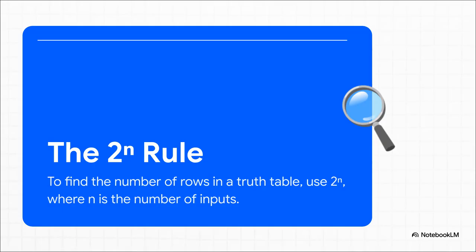Don't panic. There's a brilliant little formula for this, and you definitely want to remember this for your exam. It's the 2 to the power of n rule. N is just the number of inputs you have. So in our case, we have 3 inputs, right? So that's 2 to the power of 3. That's 2 times 2 times 2, which equals 8. So our truth table needs 8 rows.